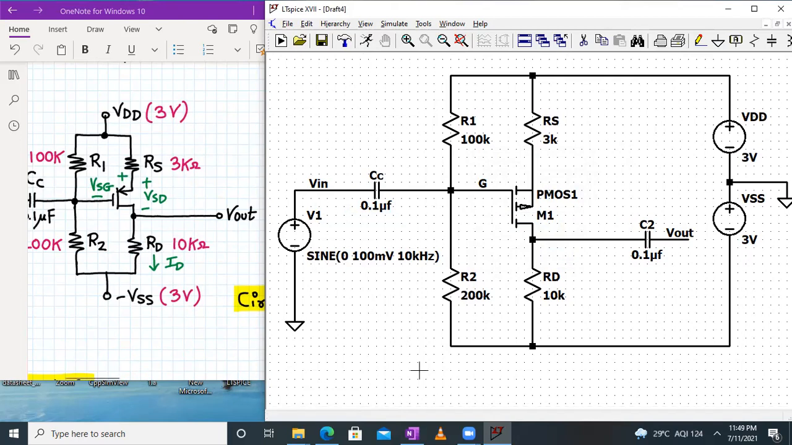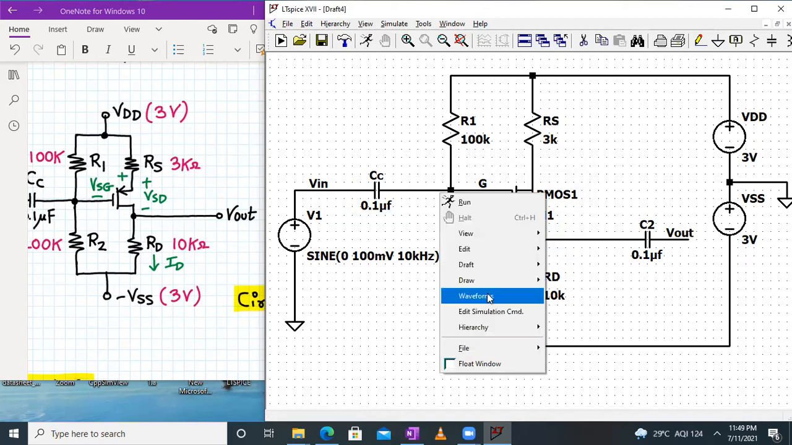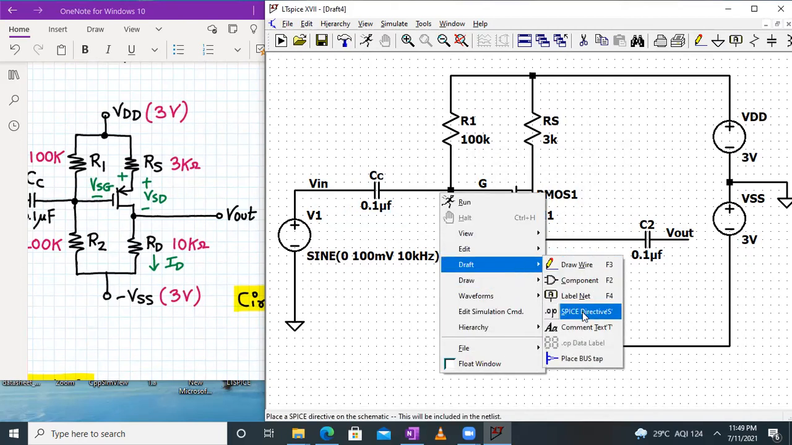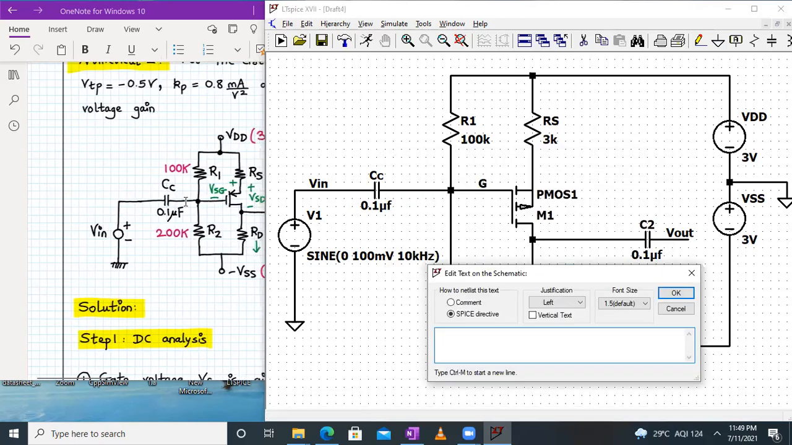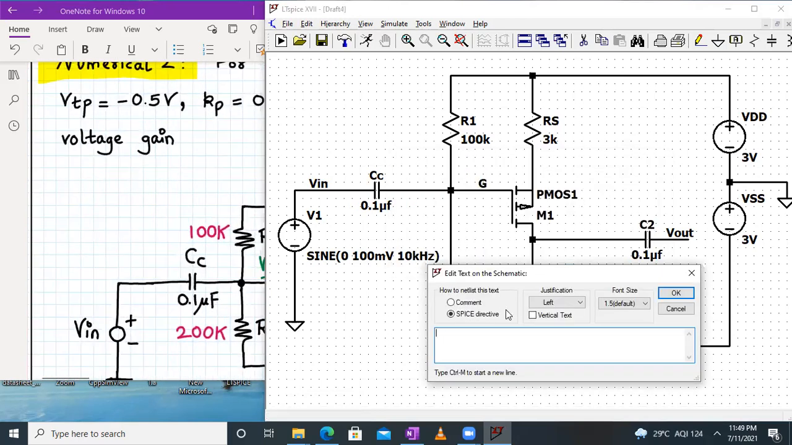We have to add the dot model statement only. So we right click on the draft, click on the SPICE directive. Here we have to write the dot model statement, and the parameters are given. So we will write dot model PMOS1. That's the name which we have given over here. Then the reserved name will be PMOS. In bracket, we have to write VTO. VTO is the reserved word for the threshold voltage. It is minus 0.5. It is negative for PMOS.